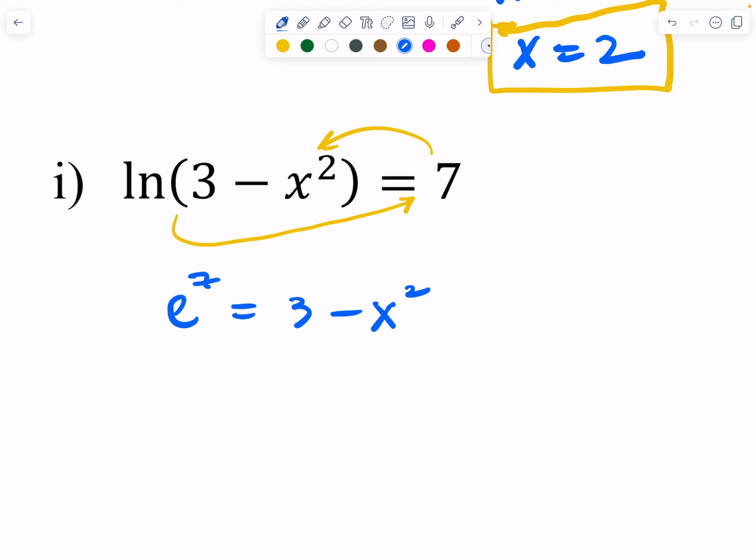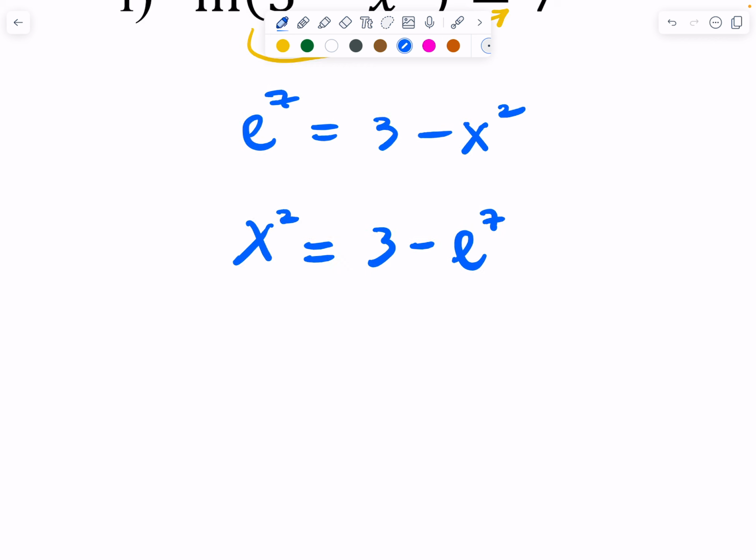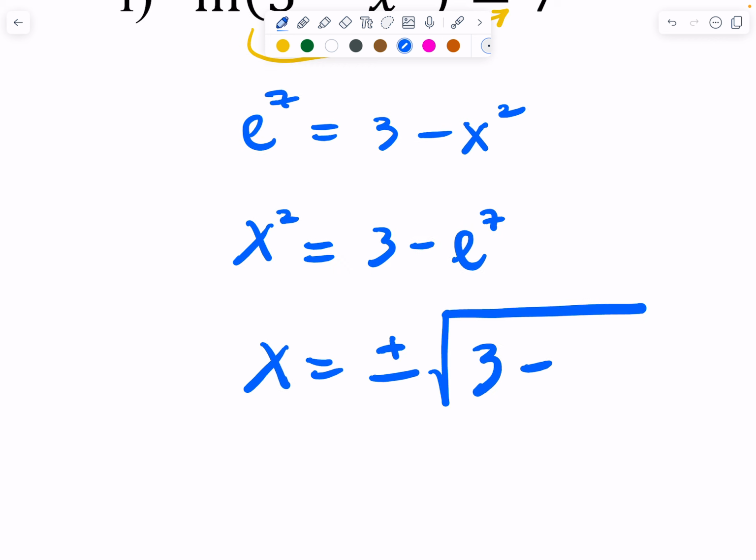So we can actually use a square root property here in order to solve for x. So I think I might actually add x squared on each side of the equation, and then also think about subtracting e to the 7th on each side. And then from here, I can say x is equal to plus or minus the square root of 3 minus e to the 7th power.